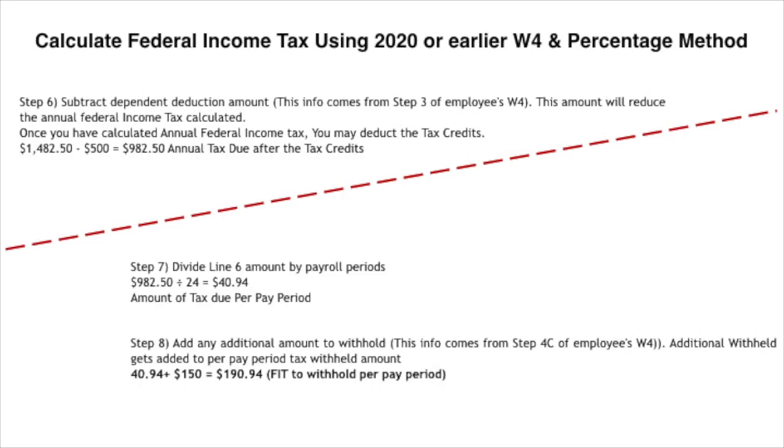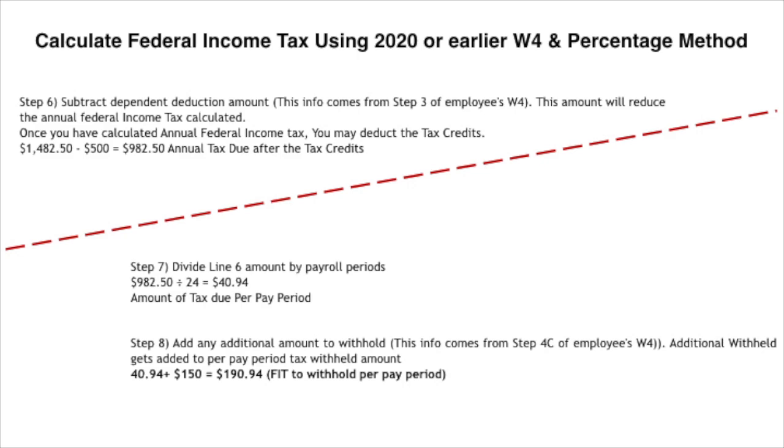Now the next step is to subtract the dependent deduction amount. This amount comes from step 3 of the employee's W-4. This amount will reduce the annual federal income tax calculated. So once we have calculated the annual federal income tax, we will deduct the tax credit, and in our example we are given $500 of the dependent credit. We will deduct that from 1,482.50 and we are left with $982.50. That is the annual tax due after the tax credits.